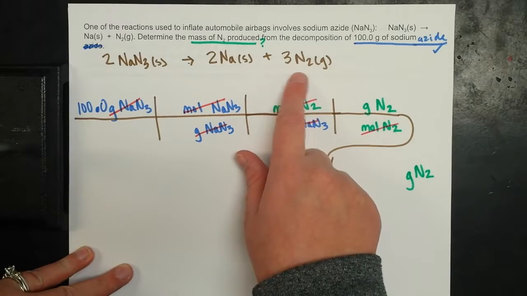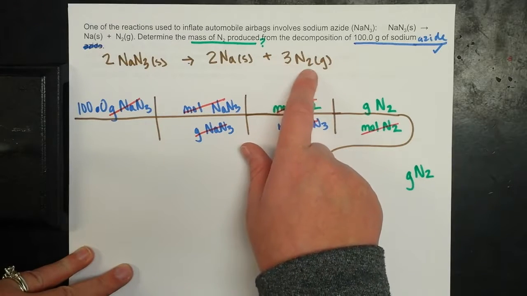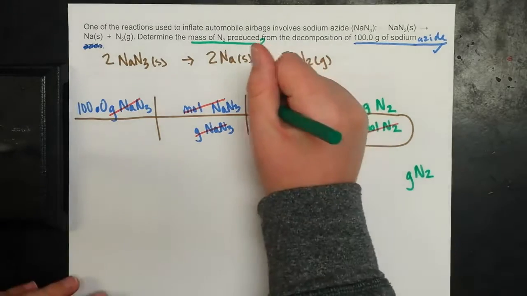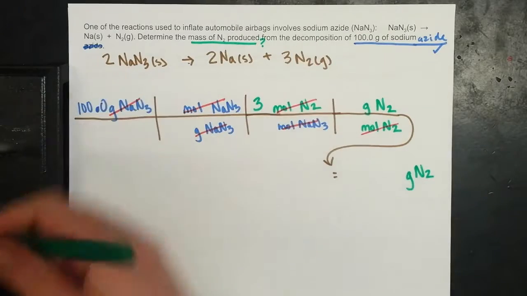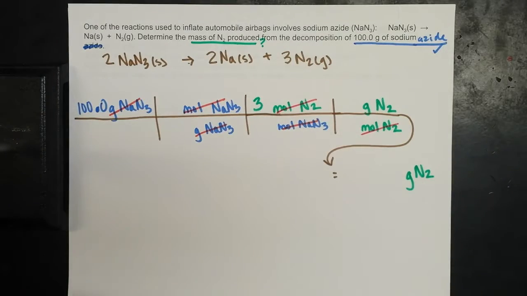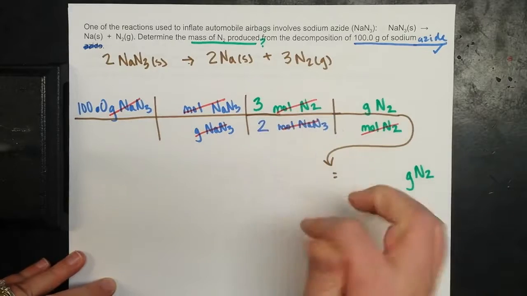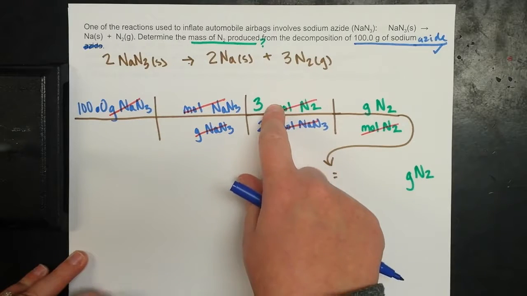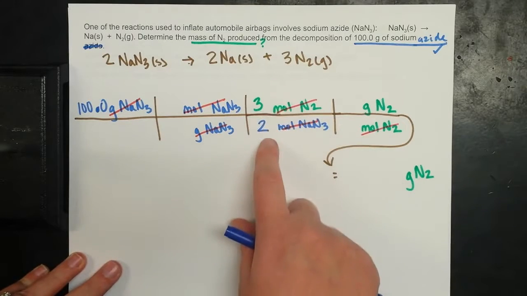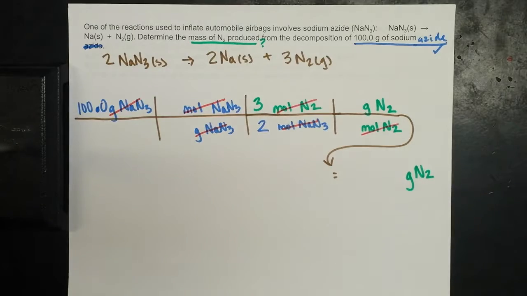Okay. Using the balanced chemical equation, I see that 3 moles of nitrogen are produced for every 2 moles of sodium azide that decompose. So 2 moles of sodium azide decompose to 3 moles of nitrogen. 3 moles of nitrogen are produced from 2 moles of sodium azide. Again, that just comes from the balanced equation.